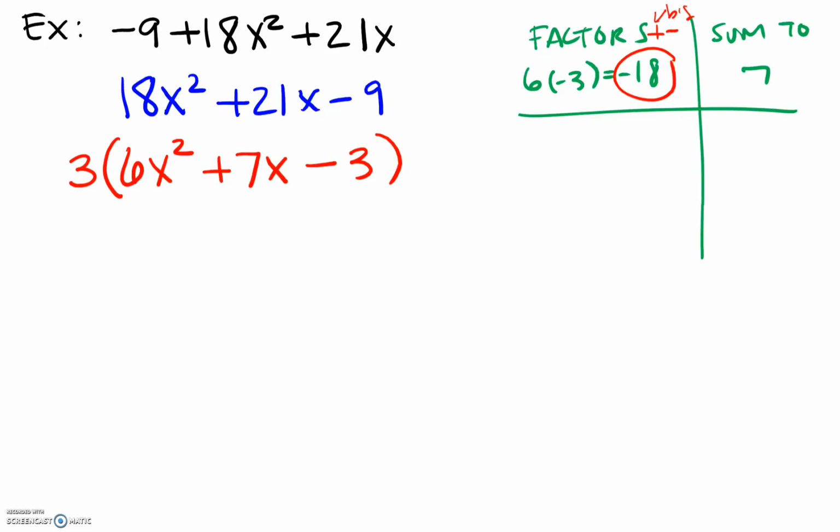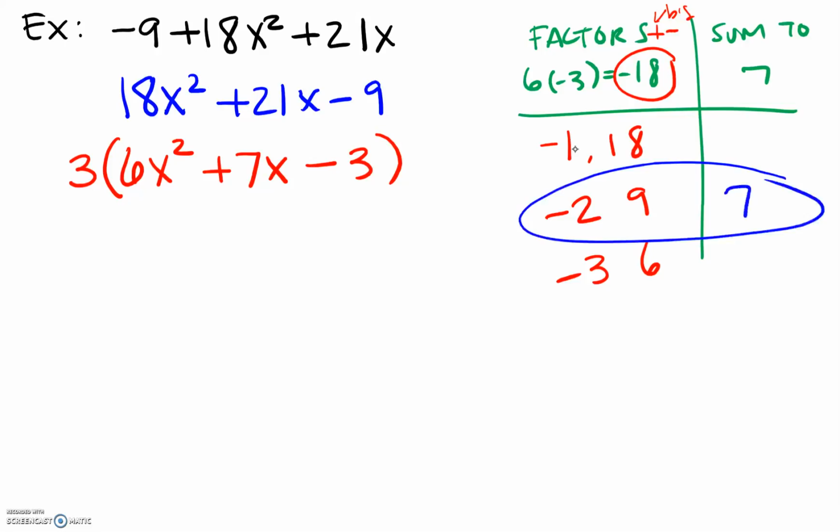Okay, so 18 is 1 and 18, 2 and 9, 3 and 6, and that's it. And we said that the bigger one has to be positive, so those are our negatives. If we add these up, the only one that's going to sum to 7 is that negative 2 and 9. Now remember, what we do with this is we just split up our middle term. So all we're going to do is use these numbers to rewrite that 7x.